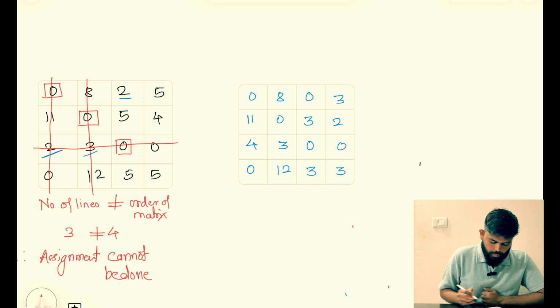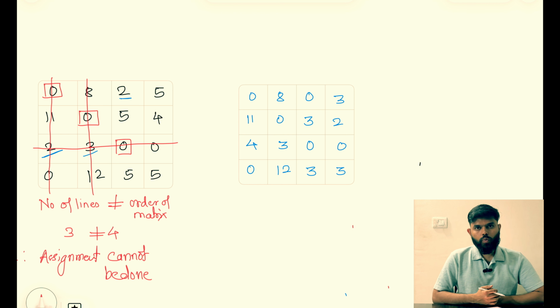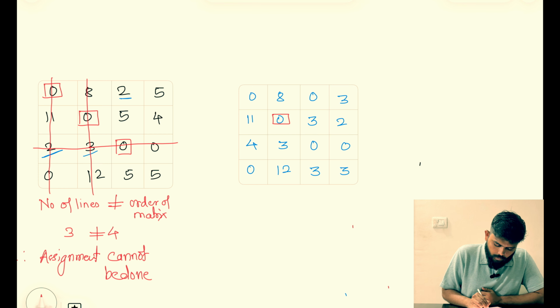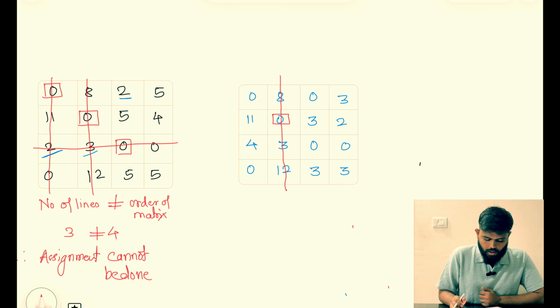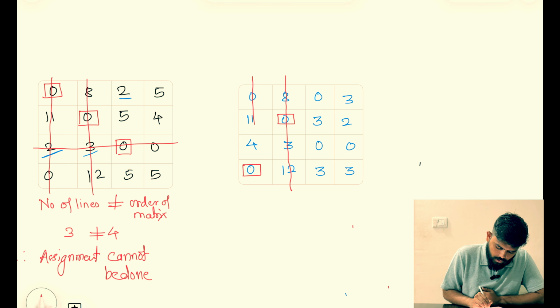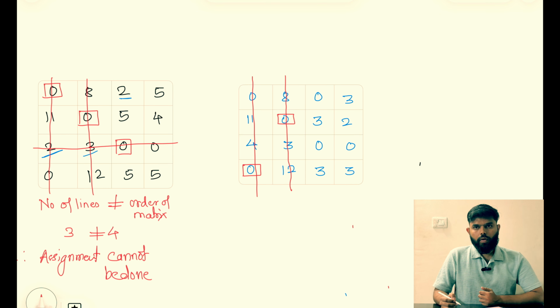So now again we will repeat the row scanning. In the first row we have two zeros, we cannot box it, so move towards the next row. In the next row we have one 0, we will box it and scratch the column. In the third row we have two zeros, leave it. In the fourth row we have one 0, we will box it and scratch the column. So we have finished the row scanning.